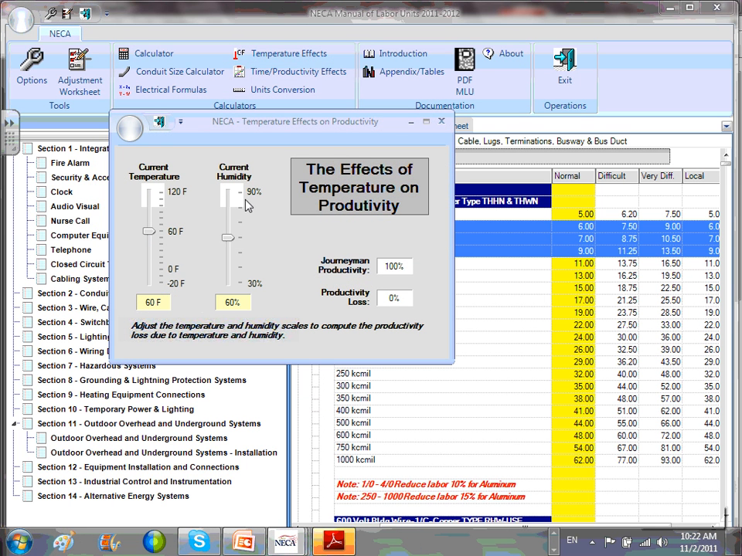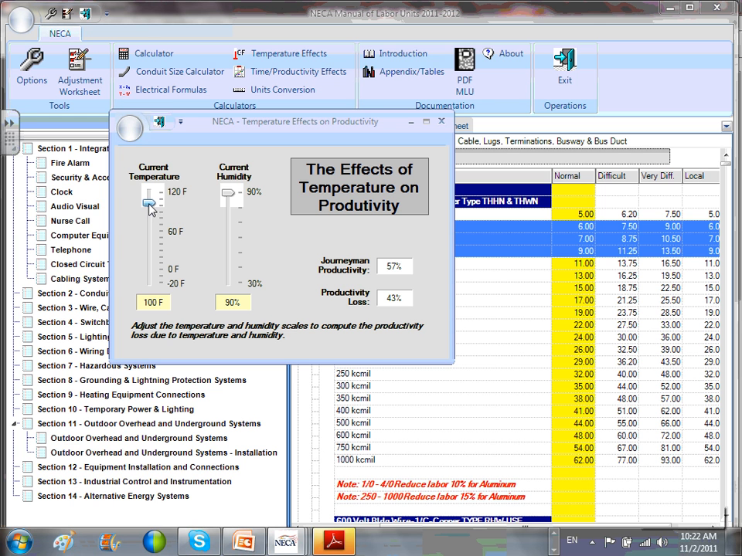Temperature effect. There's some temperature effect, guys, about the productivity. Look at the effect of temperature on productivity. You increase the temperature, look at that. Look what the journeyman had. It went way up. I increased the temperature to 120. I'm burning those guys. Nobody's going to produce. I thought that was really interesting.